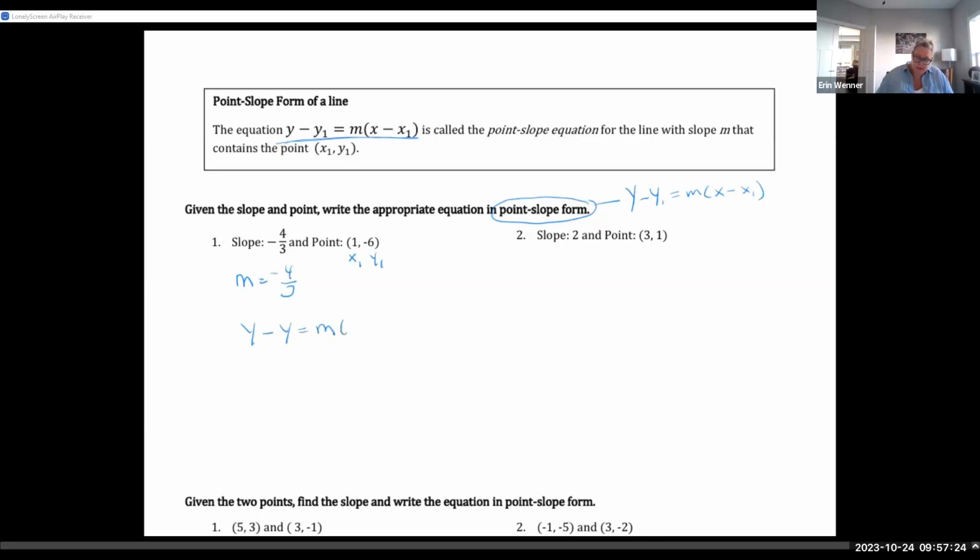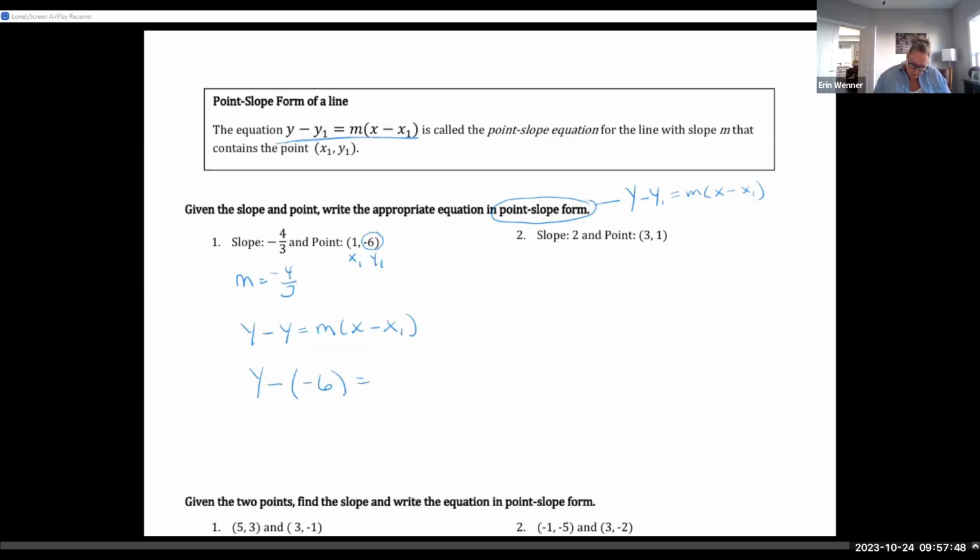We're going to plug our values in. Now you'll notice the general formula has subtraction signs in it. So when I plug this negative 6 in for y1, I'm going to do y minus, and then in parentheses, negative 6. So it's telling you y minus that y1 value. That y1 value is negative 6.